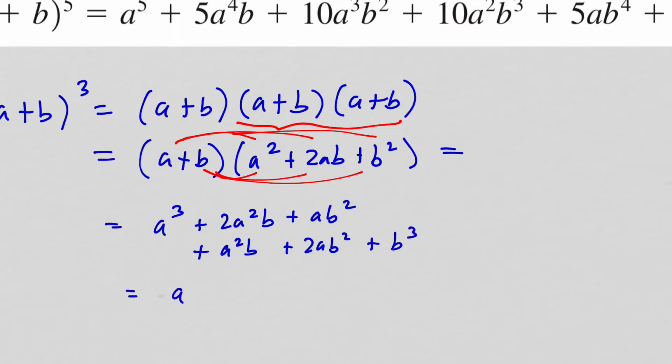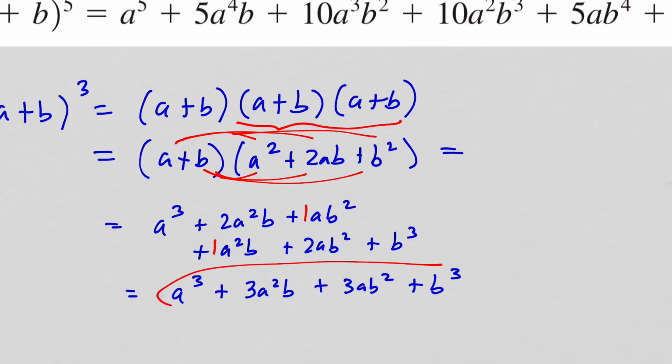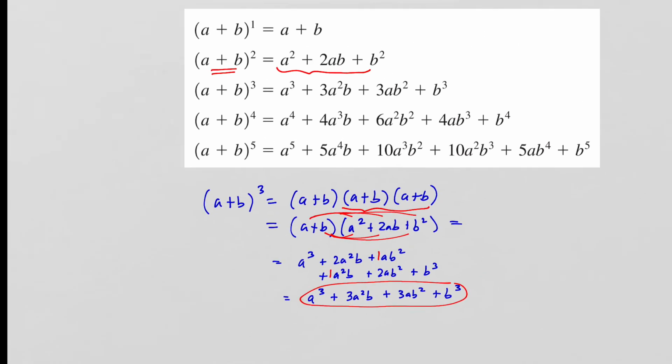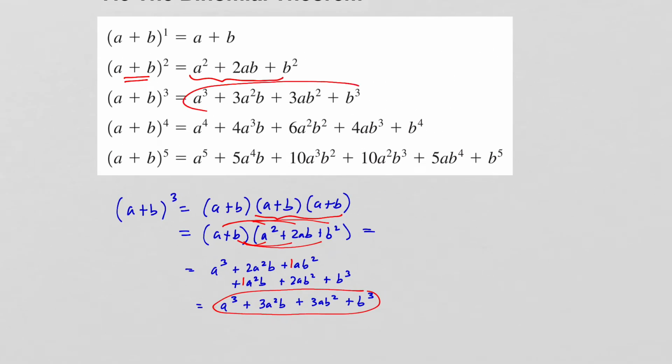And when you combine like terms, you get a to the third plus 3a squared b plus 3ab squared plus b cubed. And so remember here we have coefficients of 1, right? So we're just adding like terms there. So this is what we end up with, and that is right here.